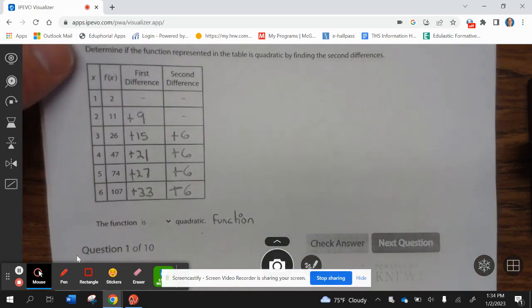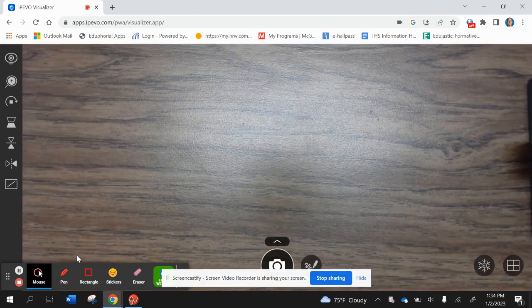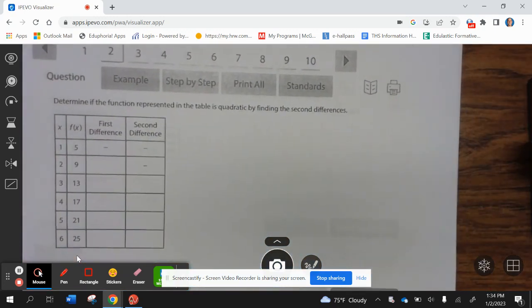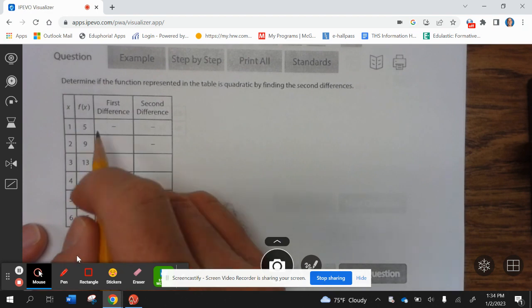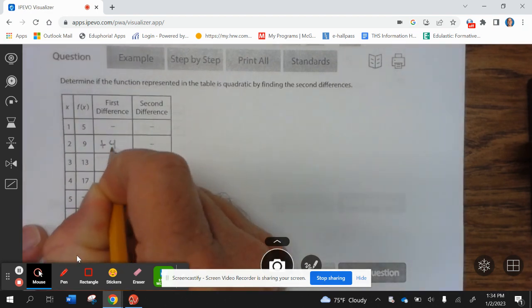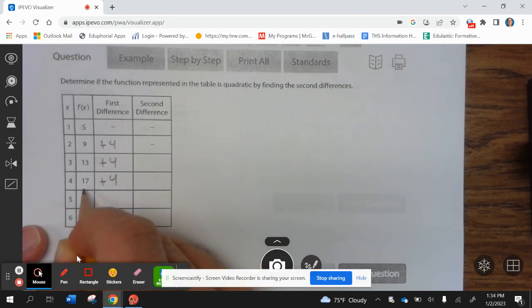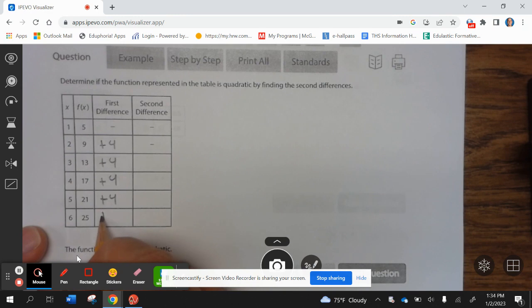Let's take a look at the next example. Determine if the function represented by the table is quadratic by finding the second difference. To get from 5 to 9, that's plus 4. From 9 to 13, that's plus 4. From 13 to 17 is plus 4. From 17 to 21, that's plus 4. From 21 to 25, that's plus 4.